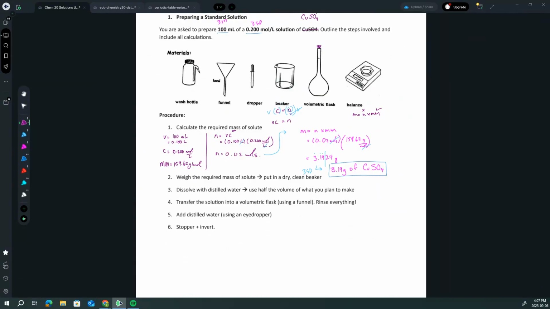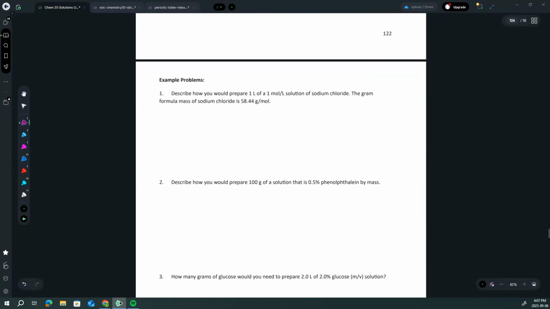So that's about the basics of how you would create a solution in a lab there. Okay, let's move on to some more practice problems here.